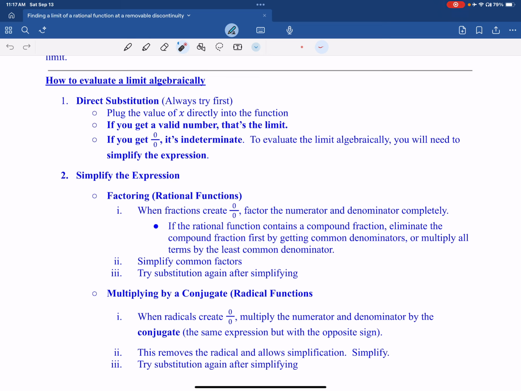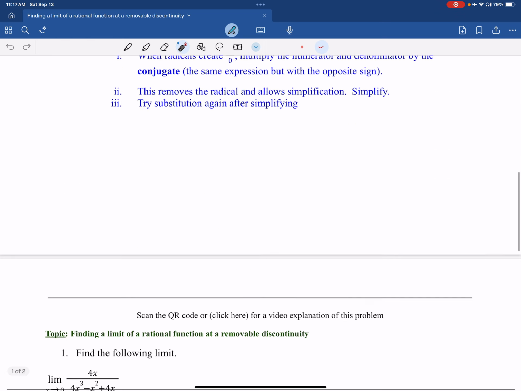If it's a compound fraction, get rid of the compound fraction first by multiplying every term by the LCD, make it into a single fraction, but then you want to factor everything and simplify, and then we're going to plug in the substitution directly into the simplified version of the fraction instead of the original version of the fraction. So let's go ahead and give this a try.